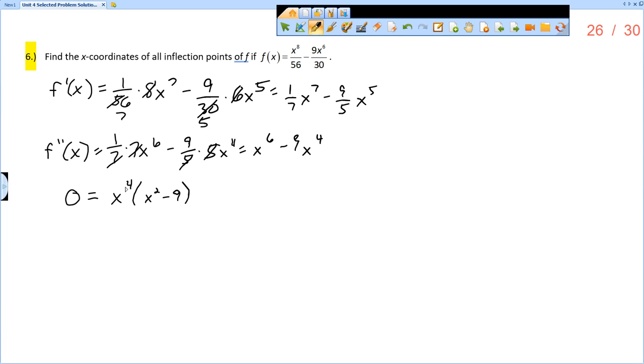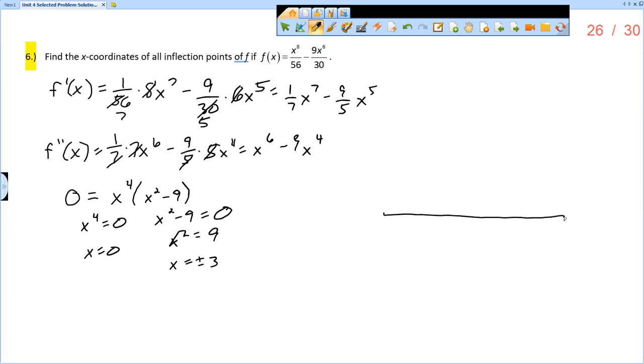So I set x to the 4th equal to 0, and I set x squared minus 9 equal to 0. x to the 4th equals 0, take the 4th root, I get that x equals 0. Add 9, so I get x squared equals 9, and so x equals plus or minus 3. Now, this is not your answer, 0 and positive and negative 3. Why not? Because remember, it says the coordinates of an inflection point. Those occur when f double prime changes sign.